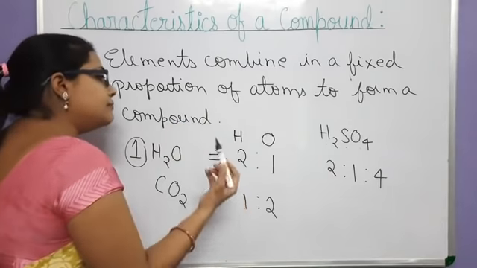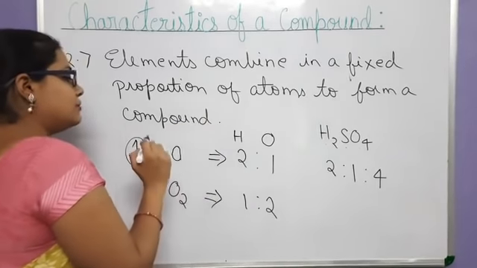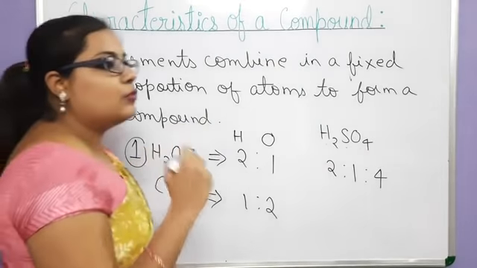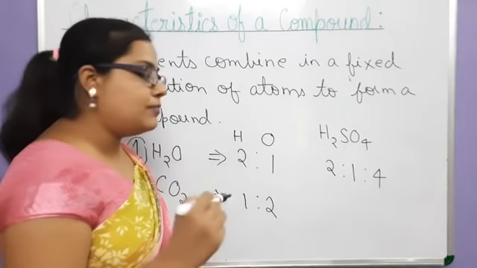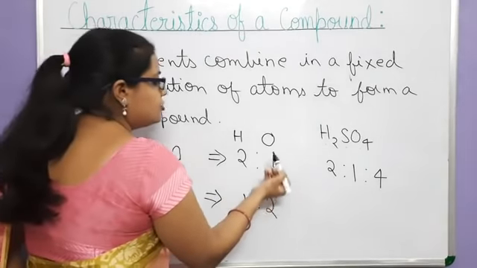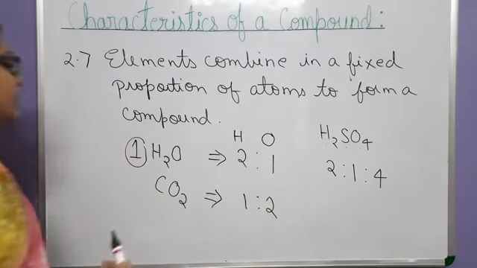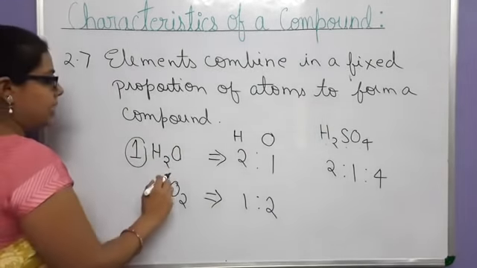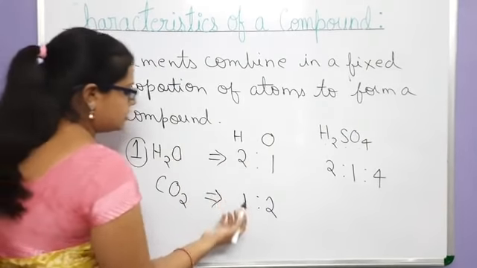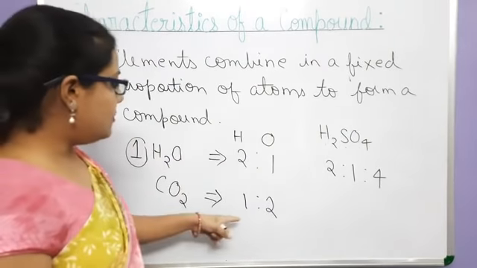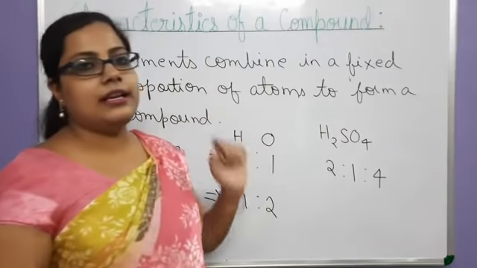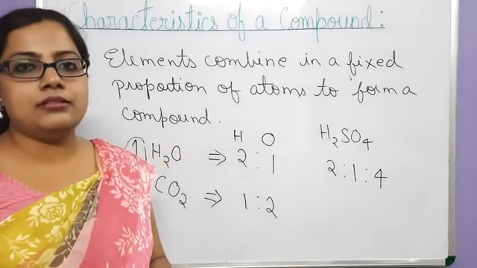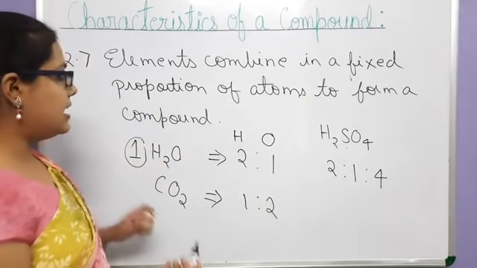Here what we mean is that 2 atoms of hydrogen combine with 1 atom of oxygen, and because of this the atomic ratio is 2:1. In carbon dioxide, 1 atom of carbon combines with 2 atoms of oxygen, so that is why the atomic ratio is 1:2. Similarly, you can take some other examples also and understand this.